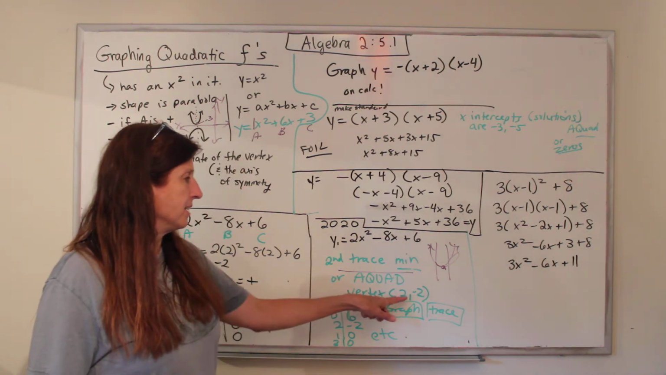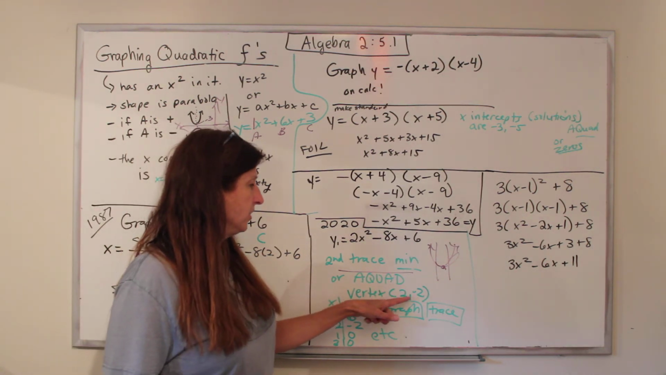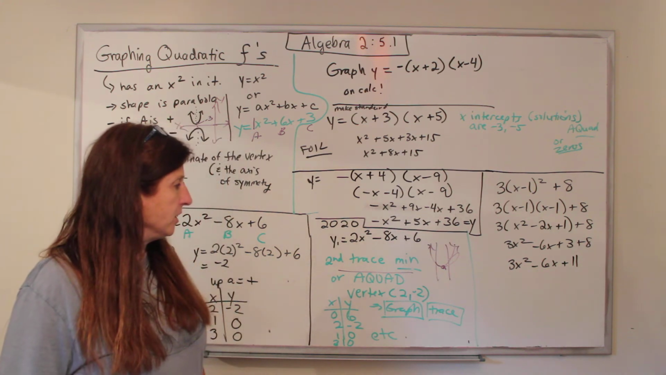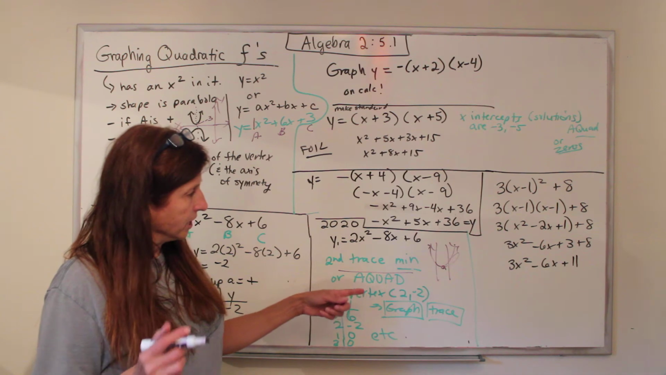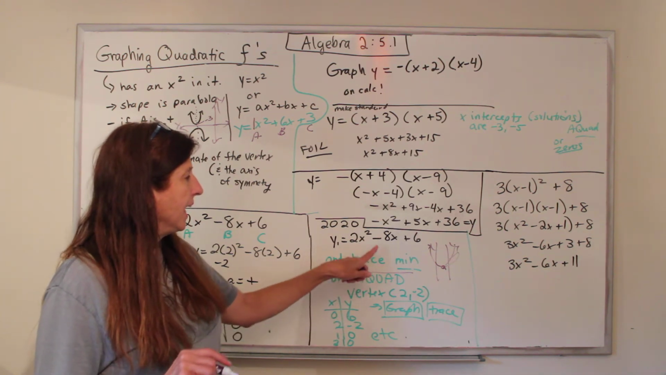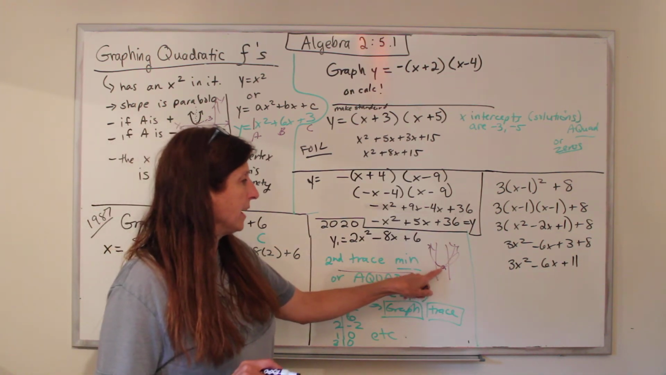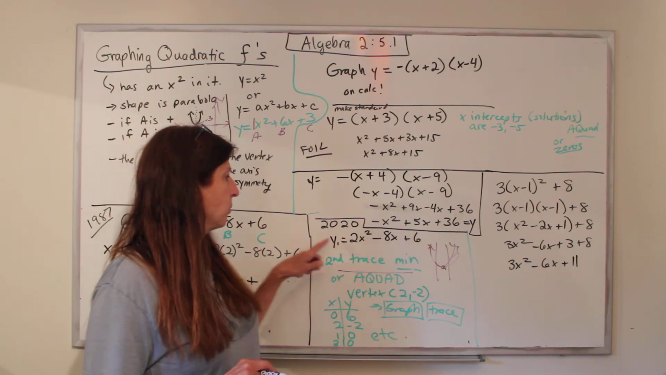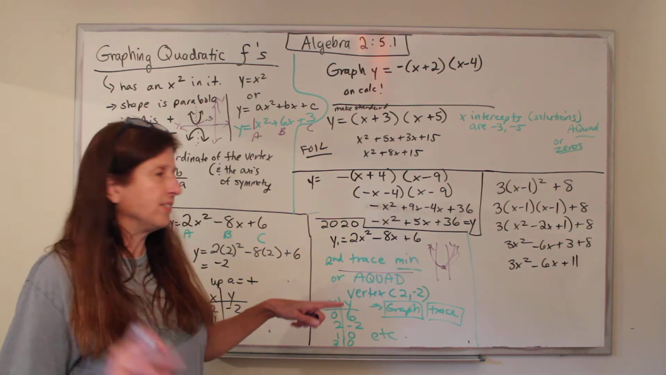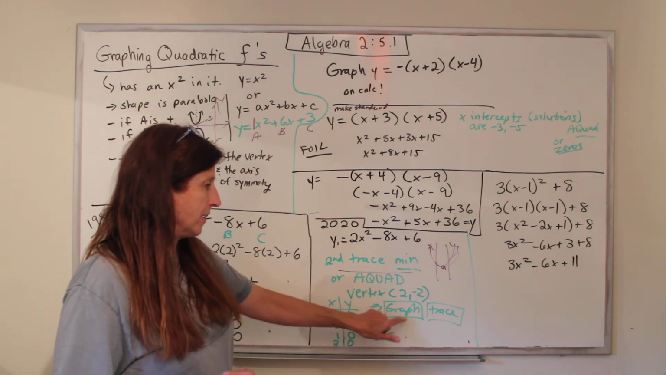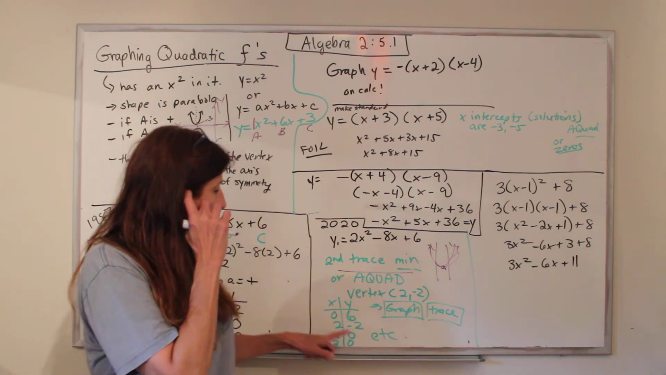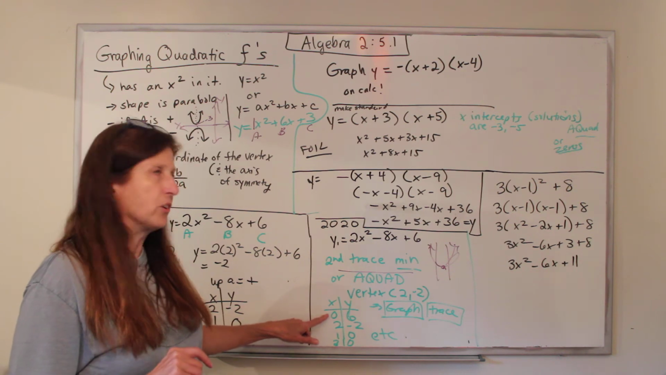You hit enter, and it tells you the vertex is at 2, -2. And so once you have your vertex, then you can add more points to it. And how you add more points is you go back to your graph where you put this in for y1 under your graphing calculator, you graph it, then go back to graph, say trace, and you just tell what you want to try for your if-then chart.